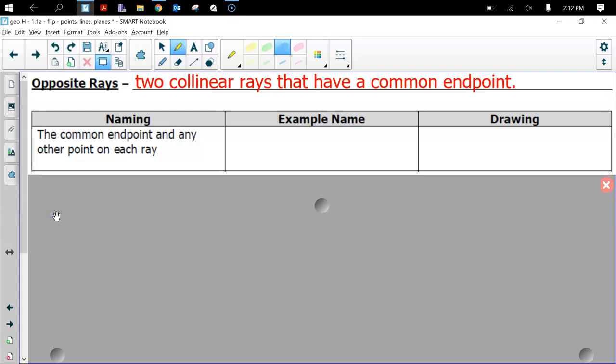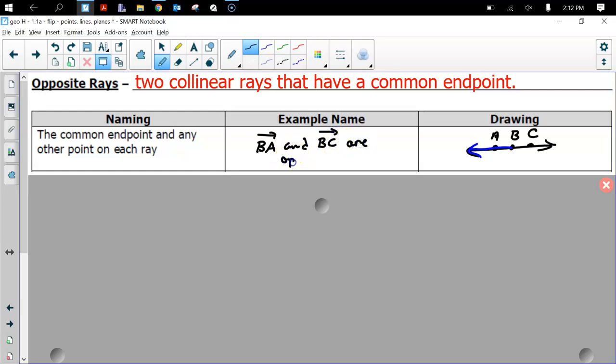There's no symbol for opposite rays. We would just say, well, let me just draw one here. A, B, C. If we're naming 2 rays, we're just going to say that ray BA and ray BC are opposite rays. So that's how you would express that. There's no symbol for opposite rays. You would just have to write it out in that sentence fragment there. So I guess that's a full sentence.